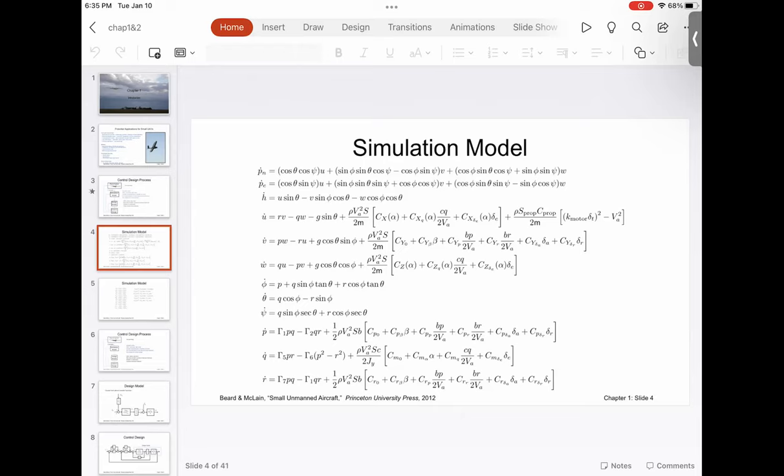Now Cx alpha, Cxq, Cx delta. That is basically a coefficient that is dependent on the angle of attack alpha. I want you to visualize this experiment. Again, you are driving the Tesla Model 3. You put your hand outside the window.